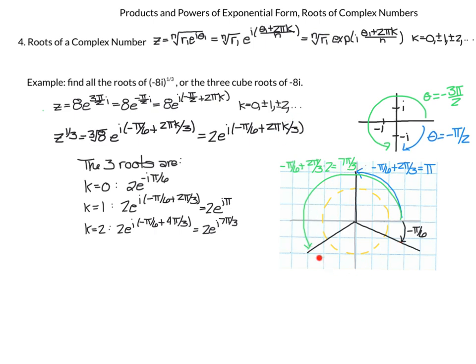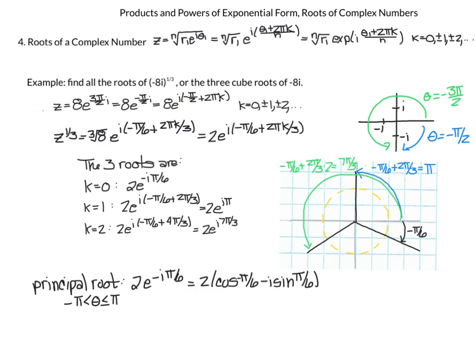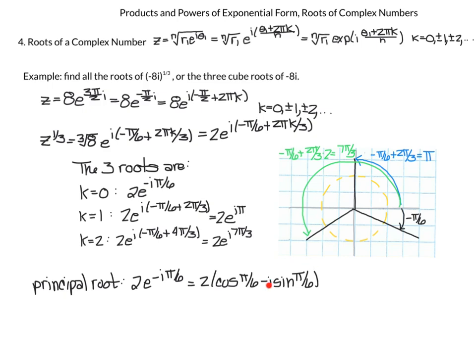And then when we add another 2 pi over 3, we've come back to our first root over here. Our principal root then is the theta that lies between negative pi and pi, so that will be negative pi over 6, which means our principal root is equal to 2 cosine negative pi over 6, plus I sine negative pi over 6. Oh, I see. The minus was there because sine's an odd function, so you can get rid of this negative here and make this negative instead. So I made that adjustment here.